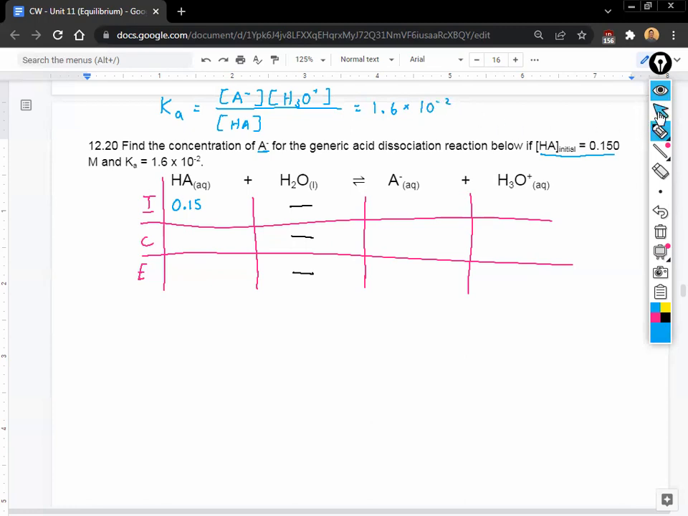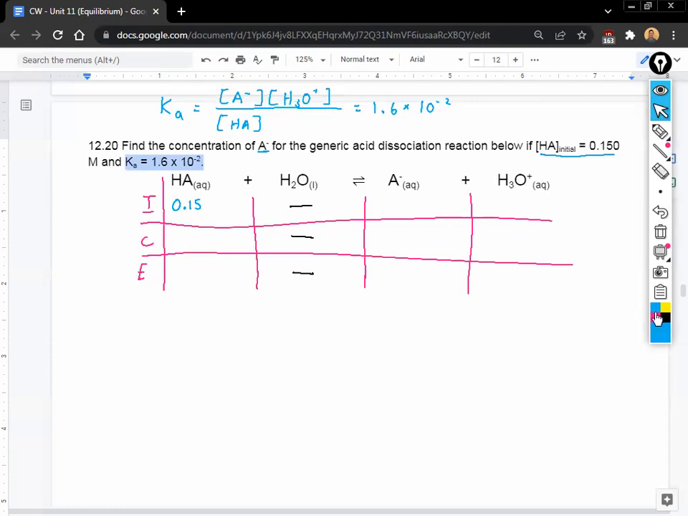Okay, so just to review everything before we move on, we got the ICE table. We know the initial concentration of HA, right? That's 0.15. We don't know anything else on the ICE table other than that. We don't need to care about H2O because it's a pure substance, it's a liquid. The only other number that we have is the Ka value. And we know how to write the formula for the Ka, right? And so what we can do is just set it equal to 1.6 times 10 to the negative 2.